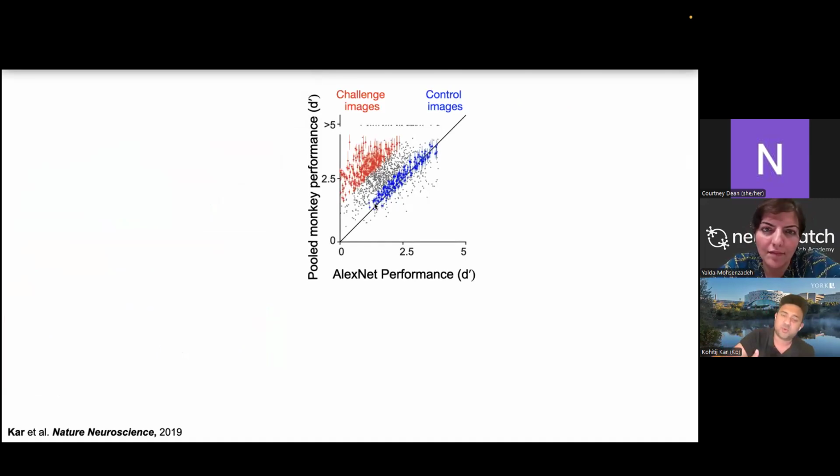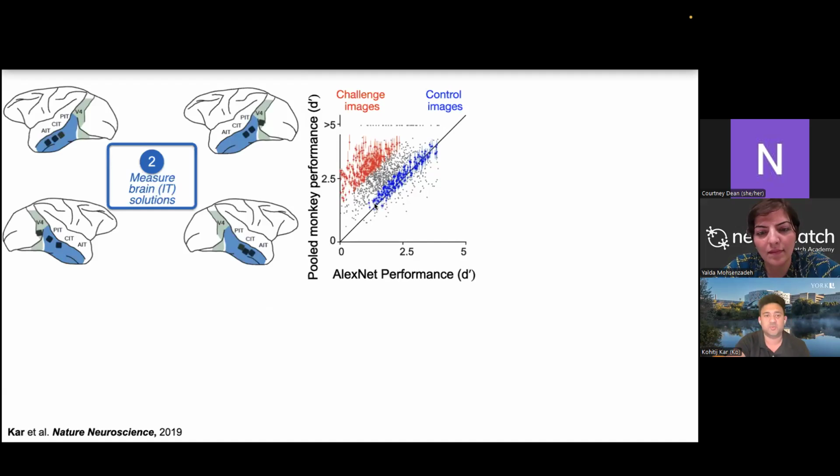And our hypothesis was that maybe for some of these images, the monkeys are better because they have some machinery that the models do not have. And one of those pieces of machinery could be recurrent processing. So that's the hypothesis. To test whether we have some evidence to support this, we have to look inside the brain. So that's what I did next.